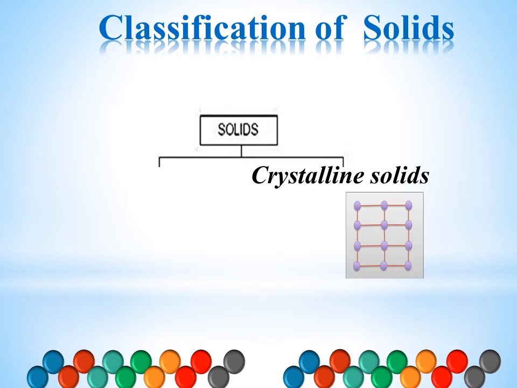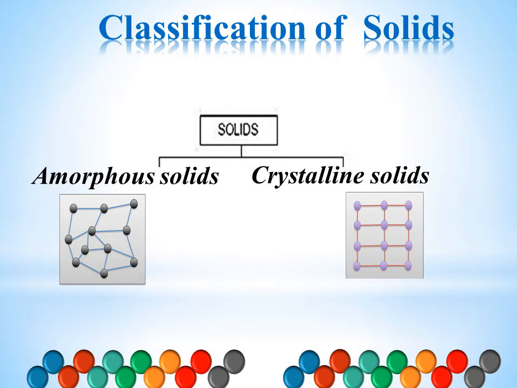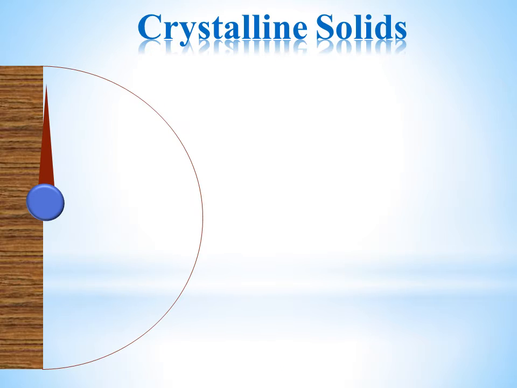The first one is crystalline solids. Crystalline solids are also called crystals. Here the atoms or molecules are arranged in a regular periodic manner. The other kind of solid is amorphous solids. It is also called non-crystalline solids. Here they have no regular structure, and the molecule is the basic structural unit.